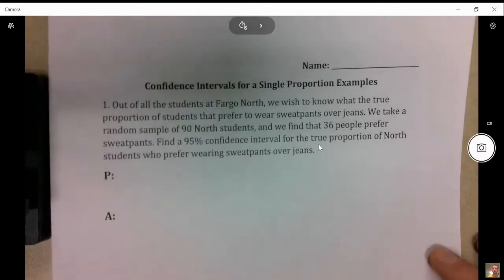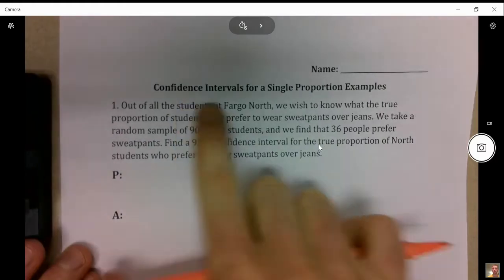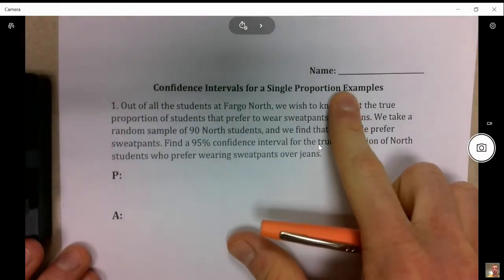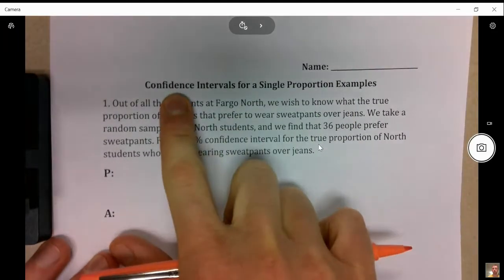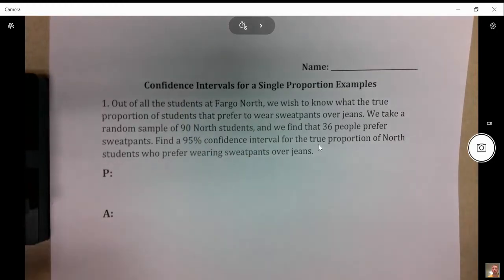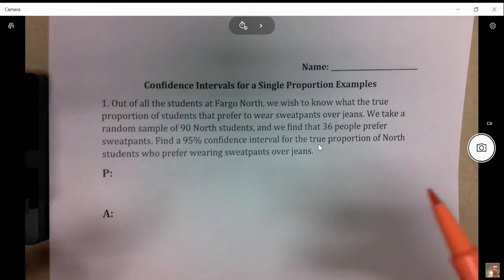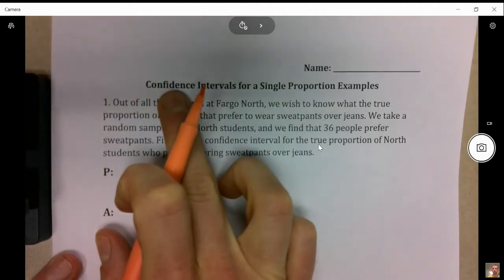All right, welcome everybody. Today I want to show you and explain a little bit more slowly how a confidence interval for a single proportion works, okay? So first off, a confidence interval in general is where we want to know and estimate something about our entire population, but we may only have access to a sample of that population. So based off of our sample, we want to estimate something about an entire population.